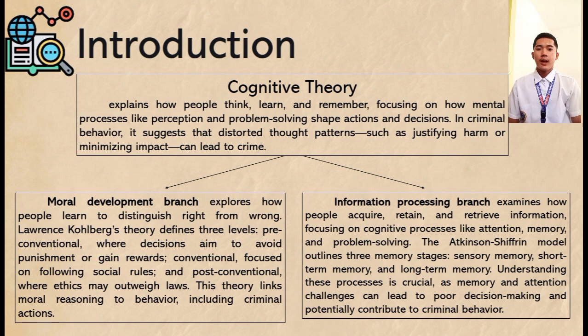In pre-conventional, people do good things to avoid punishment or to gain reward. In conventional, people choose to follow rules. And in post-conventional, people follow ethics rather than laws. The information processing branch is about how our brains take in, understand, and use information. There are three memory stages. We have sensory memory, short-term memory, and long-term memory. In sensory memory, for example, is the information that we gather through our eyesight, hearing, and other senses.